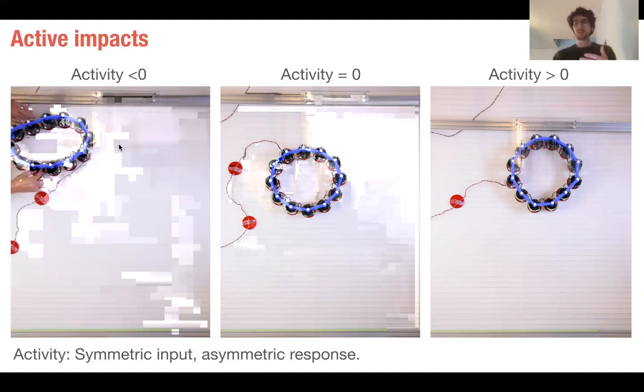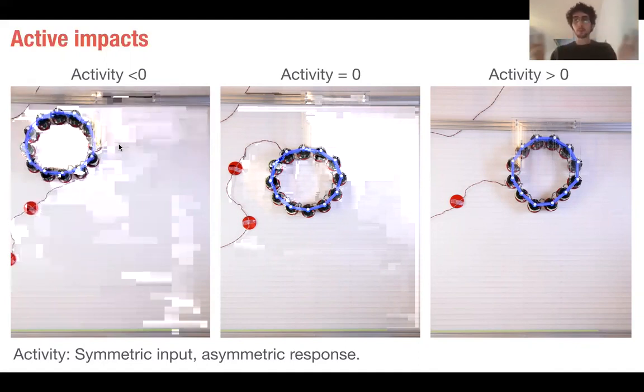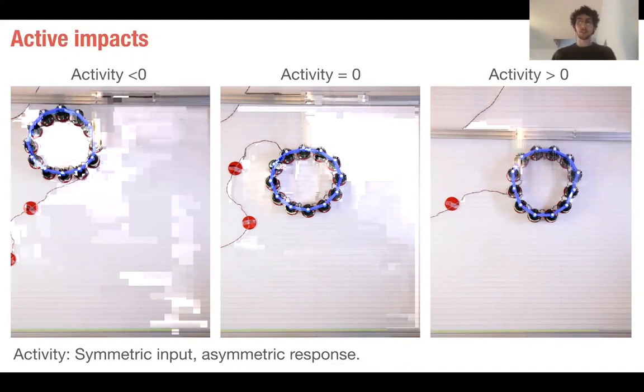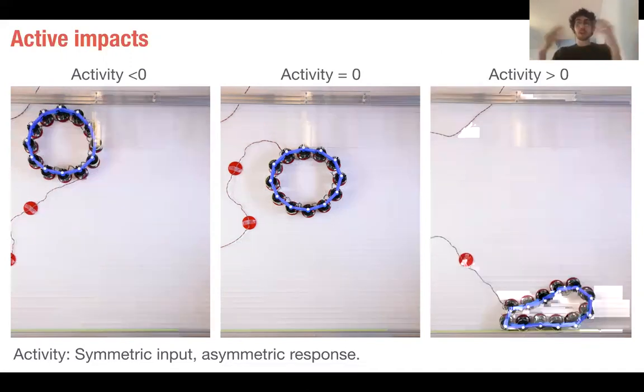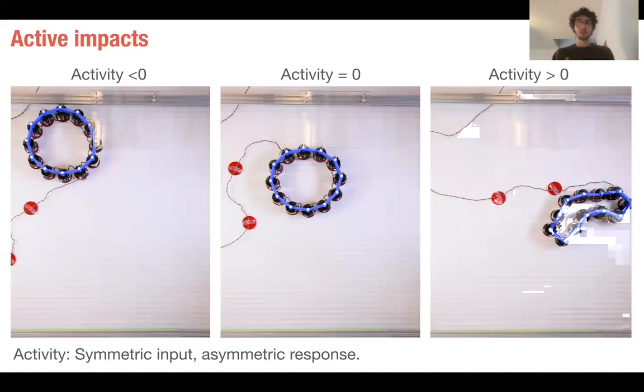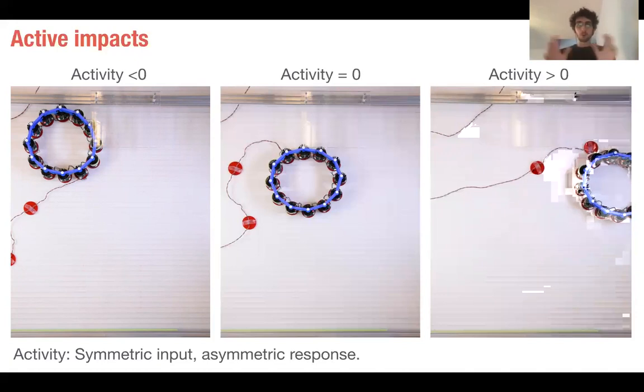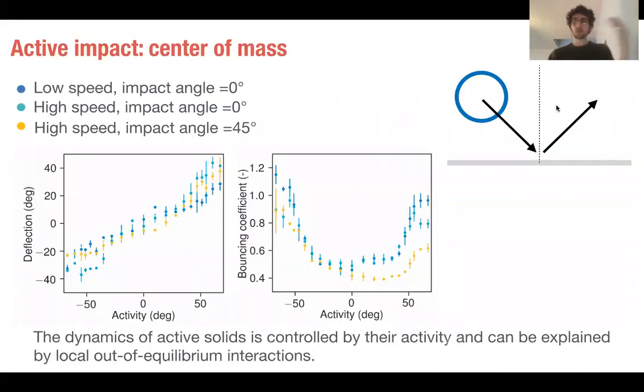We can check that it's not due just to some random behavior in the system by, for example, changing the sign of the activity. That's the movie on the right. And what we see then is that if we change the sign of the activity, the object bounces exactly the same way, but with the opposite angle in this case. So first of all, to try to understand what just happened there, we can look at the center of mass and how it behaves.